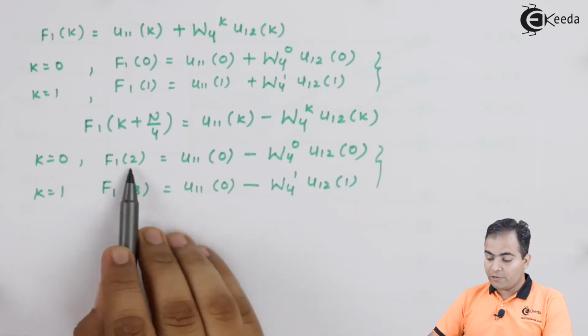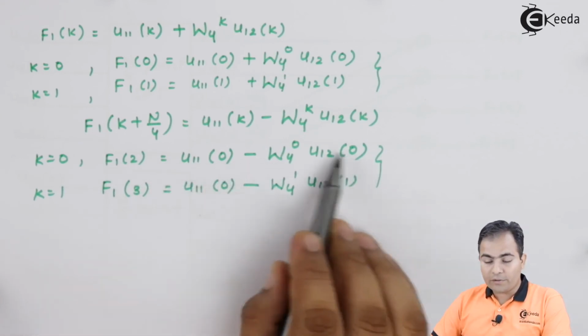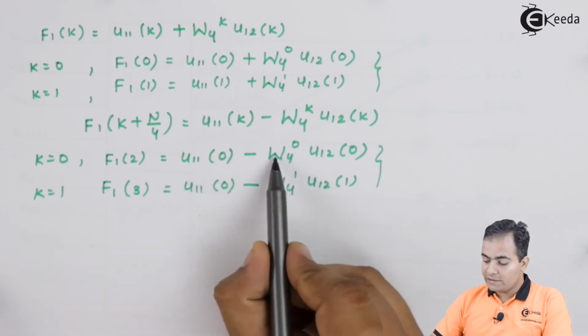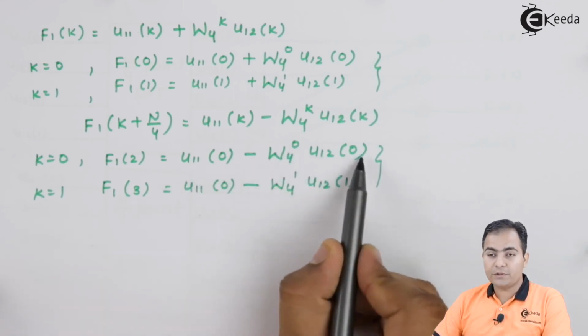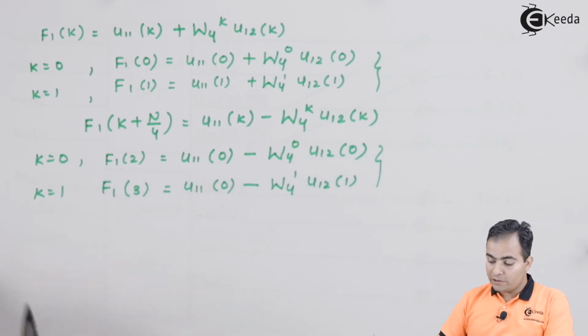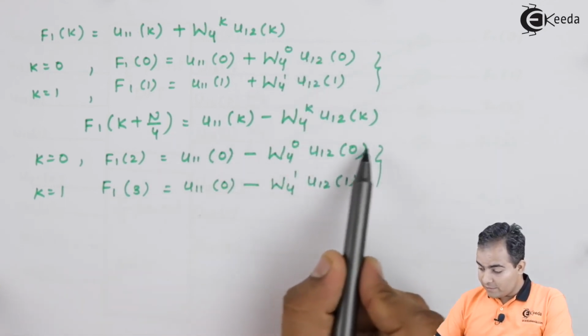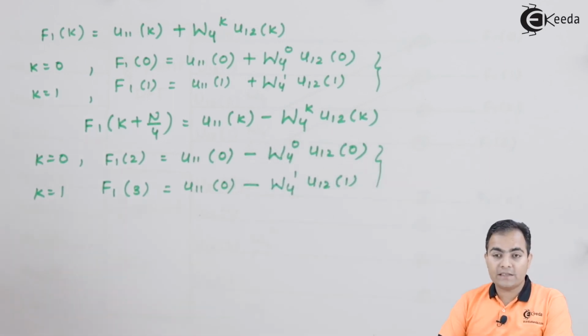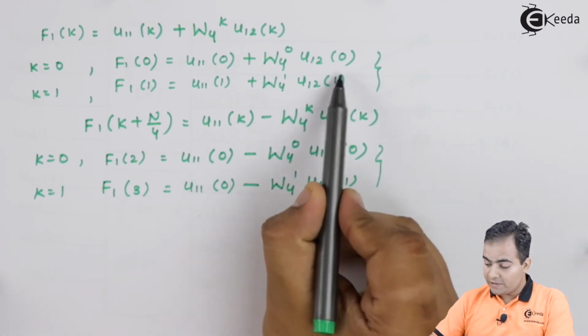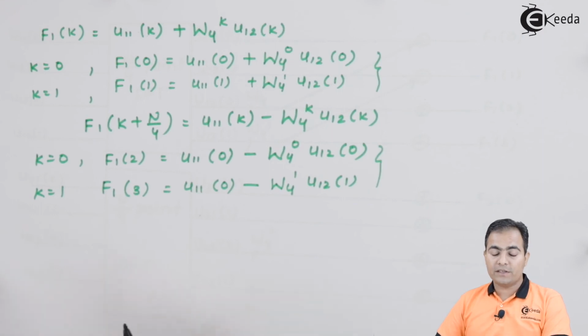Now f1 of 2 is simply the subtraction between u11 of 0 and this product term. Or simply you can say that this product, that is omega 4 to the power 0 times u12 of 0, is subtracted from u11 of 0. Then you will get f1 of 2, which means both these equations are the same. Only the thing is, if I multiply this product term by a minus sign, then you will get f1 of 2. Similarly, if I multiply the minus sign with this whole product term, then automatically you will get this answer, but for f1 of 3. So I will show you how to do that in the next part.